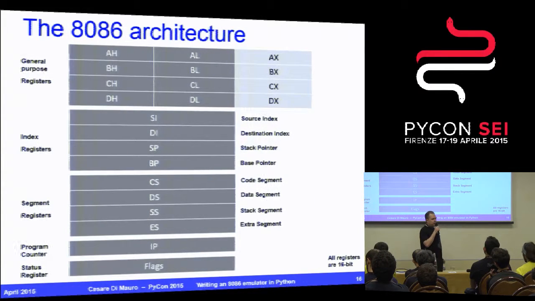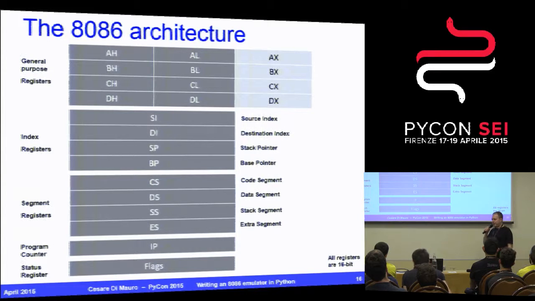Now a little overview of the x86 architecture. We have just a bunch of 16-bit registers. We have four general purpose registers, which can also be accessed at the byte level, the high byte and the low byte, with some special registers. We have some index registers to access memory. We also have the so-called segments. We have four segments to access some special memory.